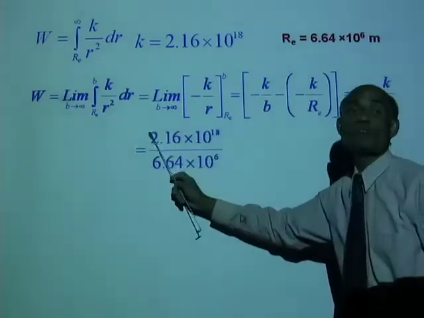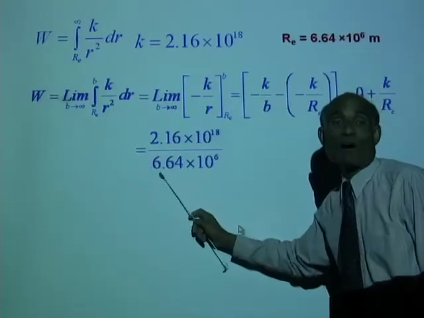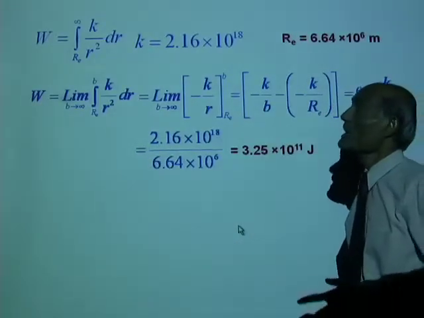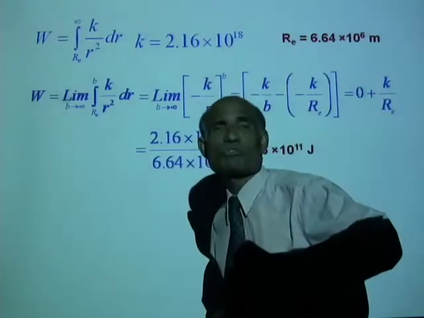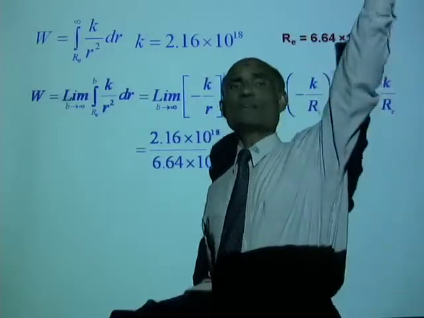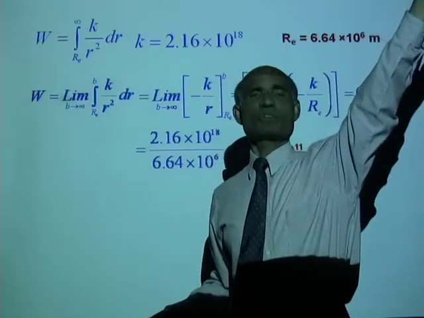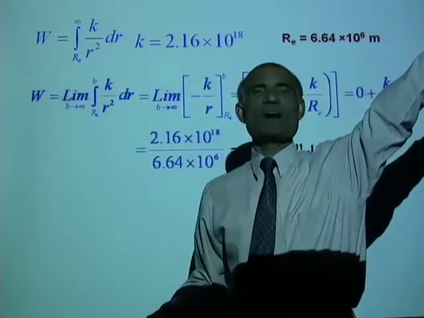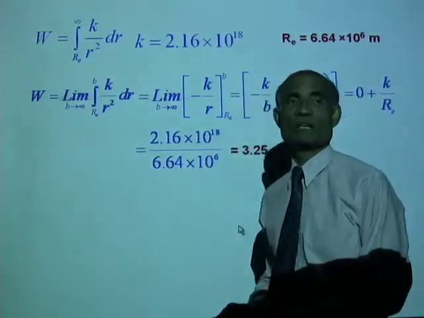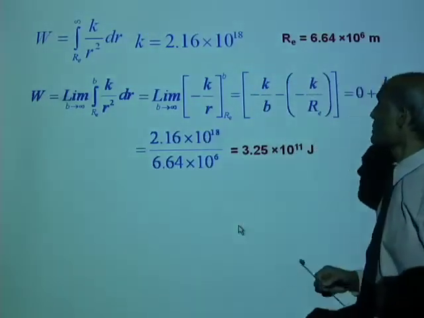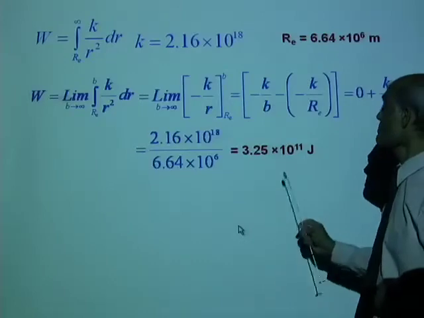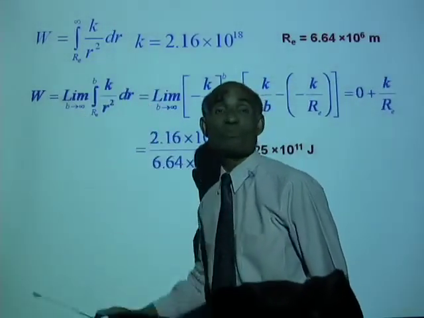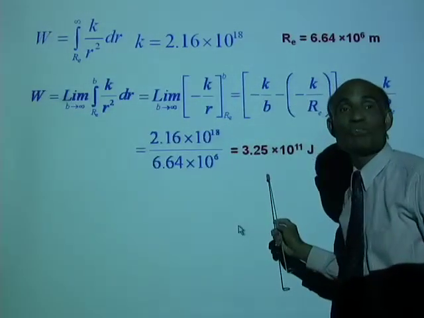And K we know, RE we know, and that gives you the total work done to take this rocket from the surface of the Earth and put it away from the Earth. That means the rocket will never come back. It has gone completely out from the gravitational field. The total work done is 3.25 times 10 to the 11 joules. That means this is an improper integral that converges to this.